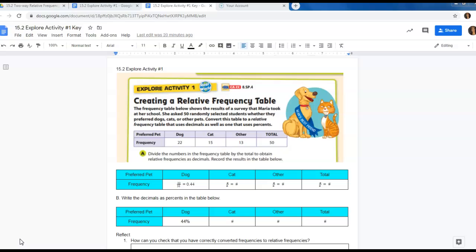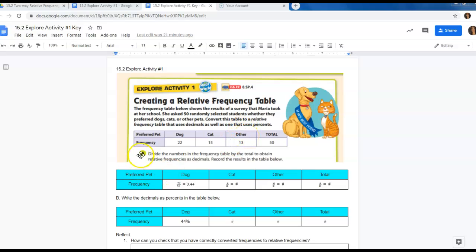Okay, so we're going to be changing it to relative frequency. And relative frequency relates to the frequency of the responses. So for preferred pets on this one, the frequency is how many people like dogs. So 22 out of the 50 like dogs, and then 15 out of the 50 prefer cats, and then 13 out of the 50 said they liked something else.